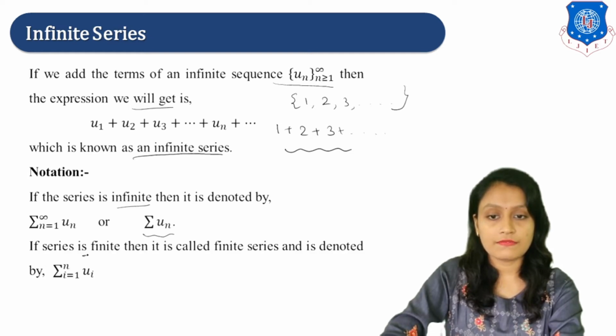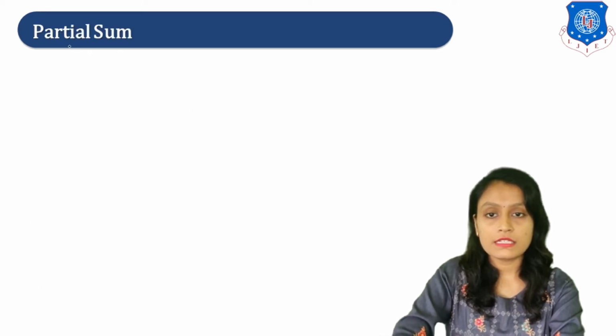And if a series is finite, it is called a finite series, and it is denoted as summation ui, where i runs from 1 to n. This is the series of the first n terms. Okay, now let's discuss partial sum.